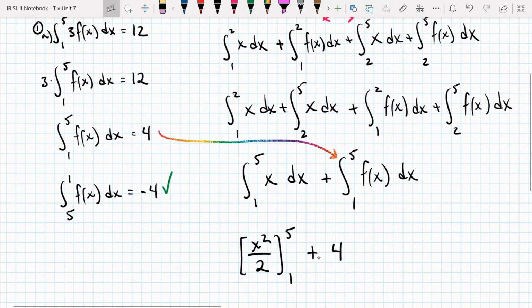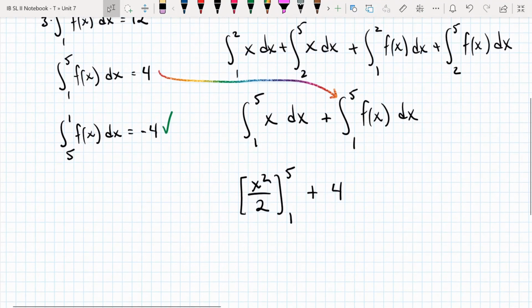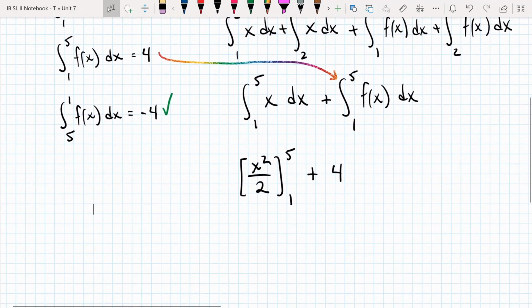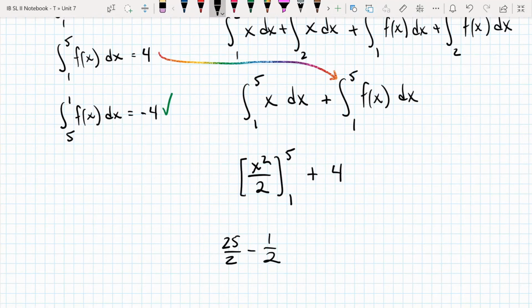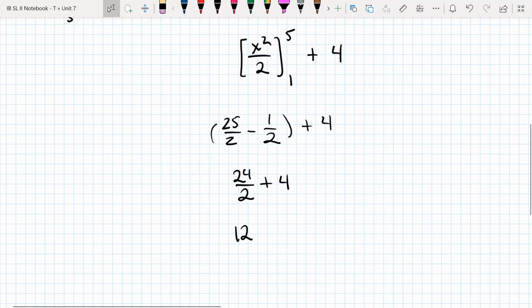This becomes 4. Now to finish up this question, we're going to plug in 5 and then subtract what we get when we plug in the number 1. So we get 25 over 2 minus 1 over 2 plus 4. Well, this becomes 24 over 2 plus 4. That's just 12 plus 4, giving us our answer, which is 16. So that's the answer for this example.